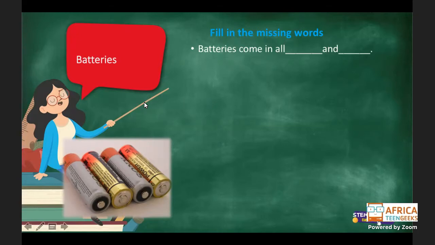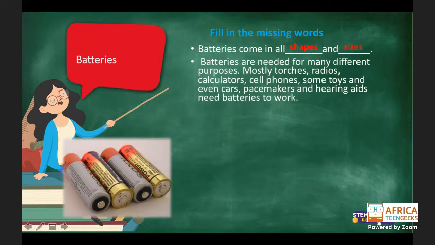As I go through our chat box, thank you so much, Ethan, Mula, Favor, Monique, Mukhoti, definitely. Batteries come in all shapes and sizes. Thank you so much, Safika and Amu. Batteries are needed for many different purposes. Mostly torches, radios, calculators, cell phones, some toys, and even cars, pacemakers, and hearing aids need batteries to work. There are so many appliances that we use in our daily lives that depend on batteries.